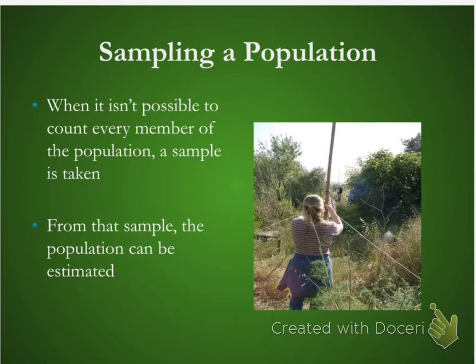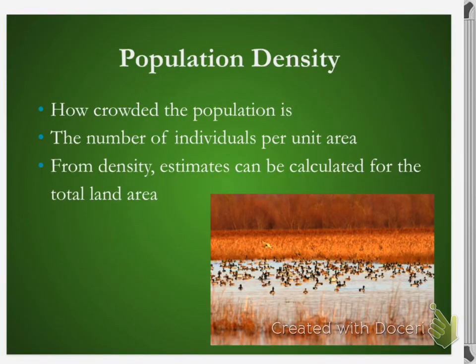We sample populations to get an estimate of population size when we can't count every individual. Once we've got a sample, the population can be estimated. We're actually going to do a sampling exercise, but first let's talk about a couple factors that can affect how a sample works. The first is population density, and that's how crowded the population is.